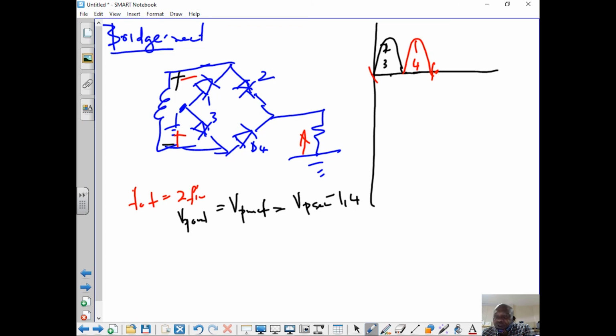Take note, always check. If I wanted the negative output in here, what would I do? Connect this diode this way, and this one that way, and those ones the opposite way. Then I'll rectify my negative pairs. Very, very important for you to take note of that. Now another very important one, the V average. The V average is the same as that of a center tap full wave rectifier.